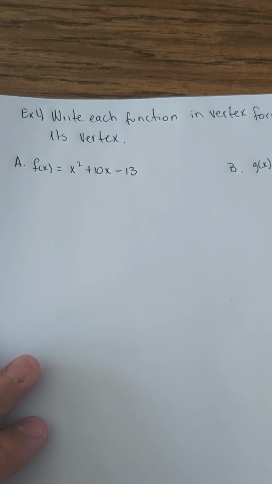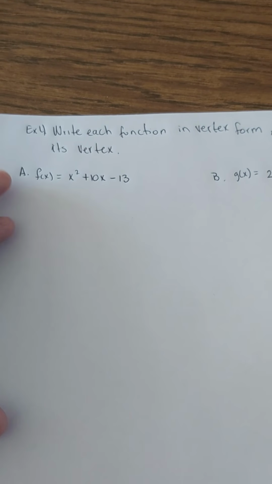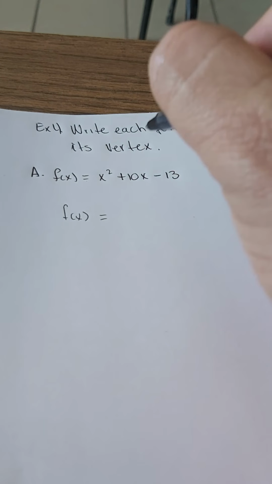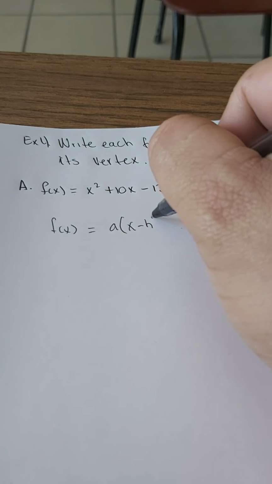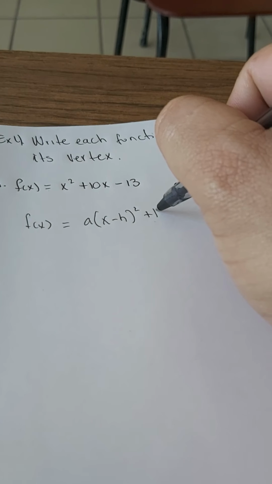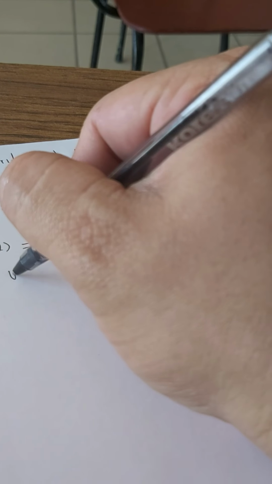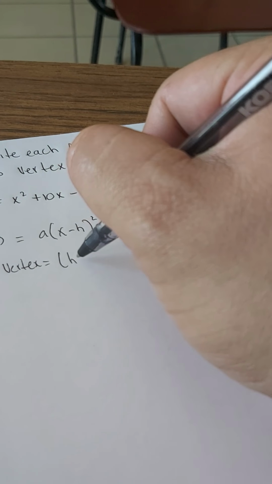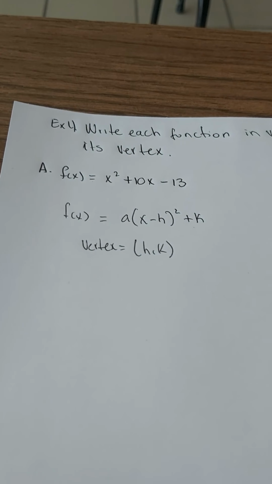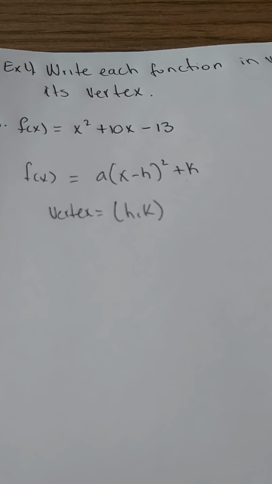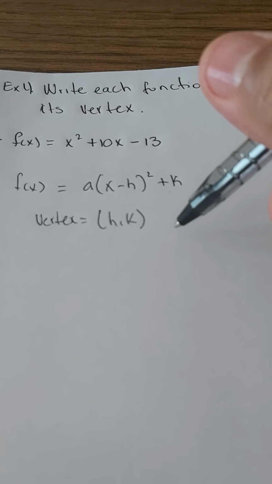Example 4: write each function in vertex form and identify its vertex. So we're going to write both functions in vertex form. What was the vertex form of a quadratic function? f of x equals a times x minus h squared plus k, where the vertex is equal to (h, k). Okay, from previous lessons. So we want to write it in this form and then identify the vertex.